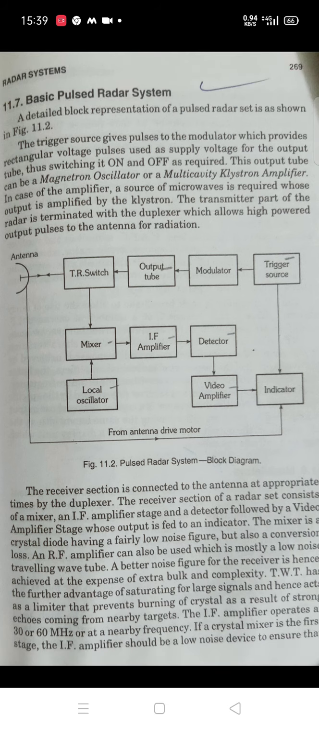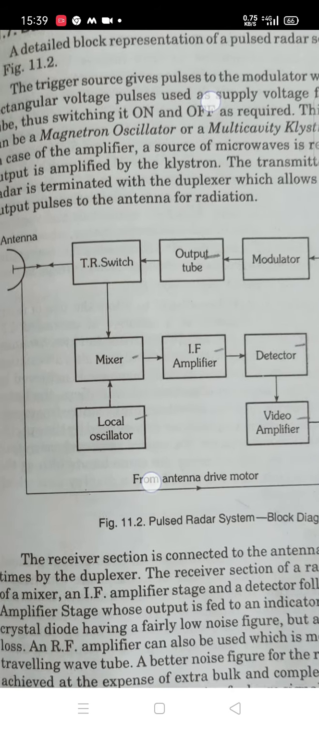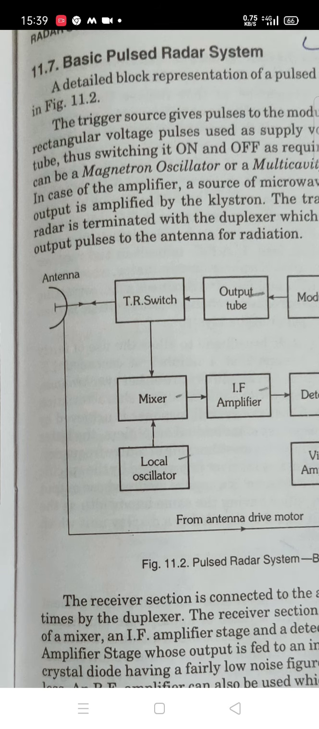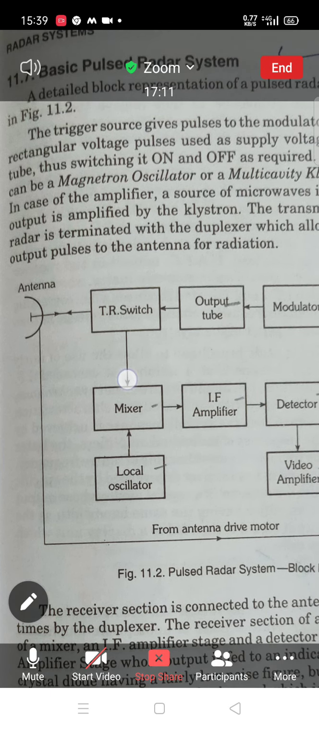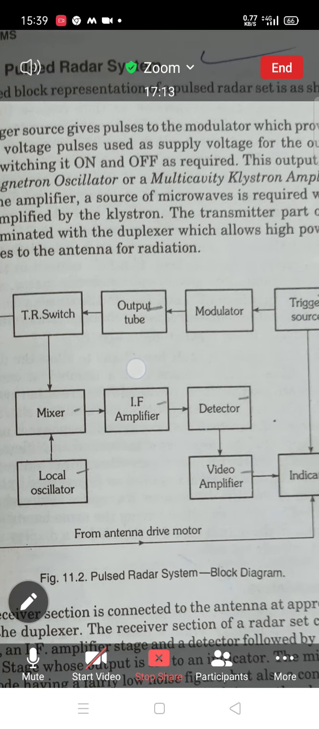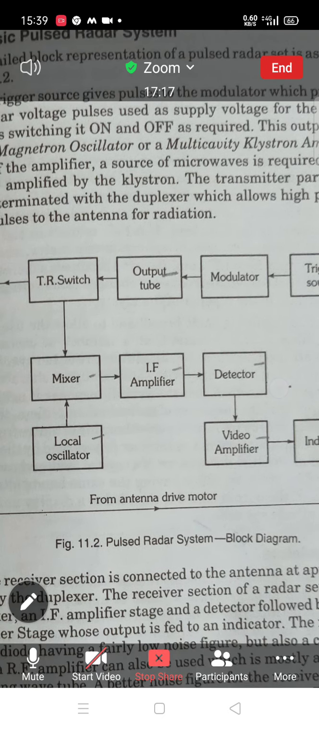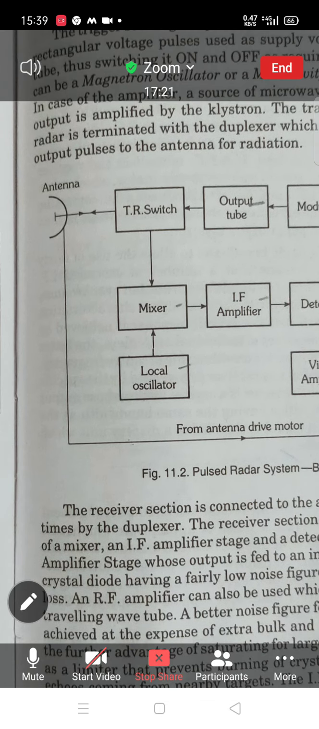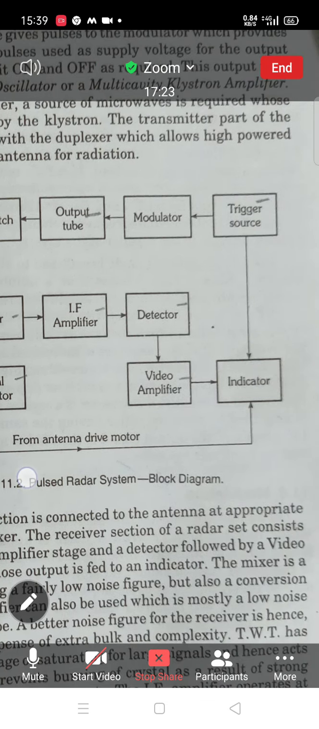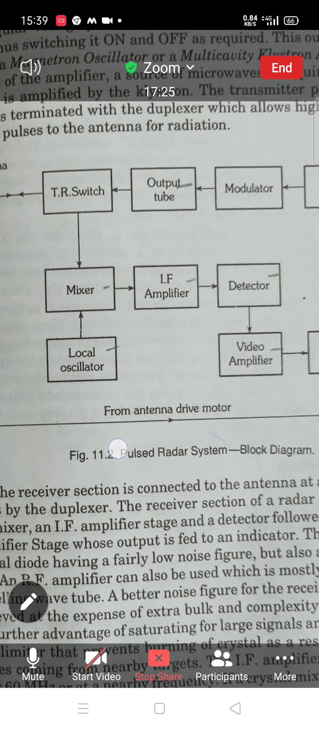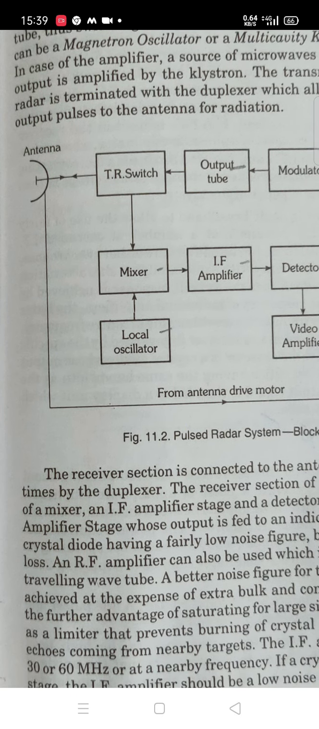So this is the antenna, then TR switch, output tube, modulator. I will show one by one each block. This is the antenna, then TR switch, then output tube, then modulator, trigger, indicator, video amplifier, detector, IF amplifier, mixer, local oscillator, and the indicator will also be shown. So this is the block diagram of the basic pulse radar system.